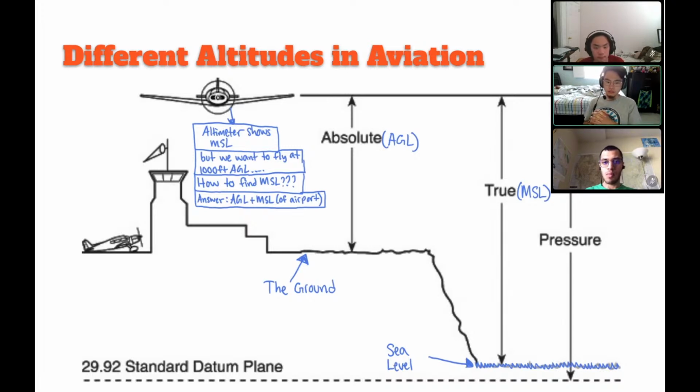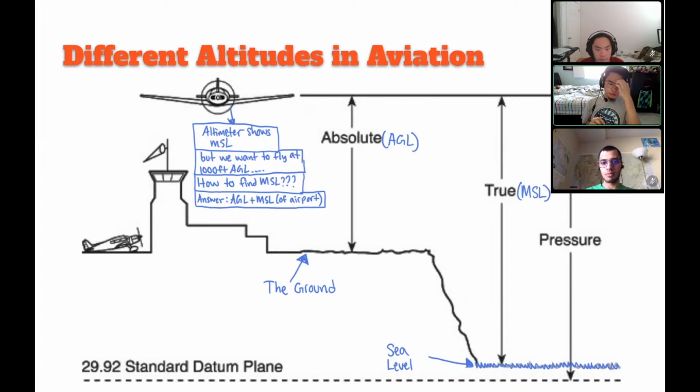The reason it's called true or mean sea level is because it is the distance between your plane and the sea level. On the bottom, you see my beautiful annotation of the ocean, those squiggly lines, with sea level pointed to it. Just imagine that as sea level. That is the ocean. And the true altitude MSL is the arrow between your plane and the sea level. That's what your altimeter represents.